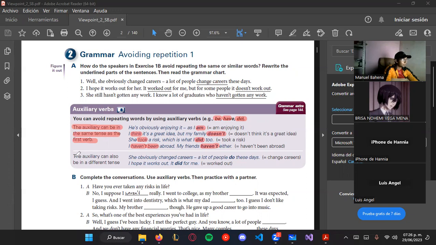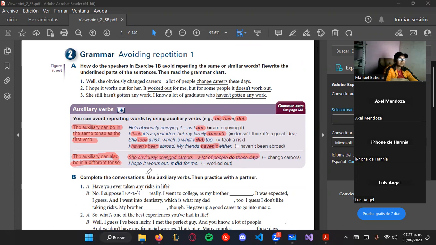Axel, can you read this one, please? Auxiliary can also... The auxiliary can also be in a different tense. And what does that mean, Axel? Que el auxiliar puede también estar en diferente tiempo gramatical. Exactly. So, for example, Mariana, the first one, please.